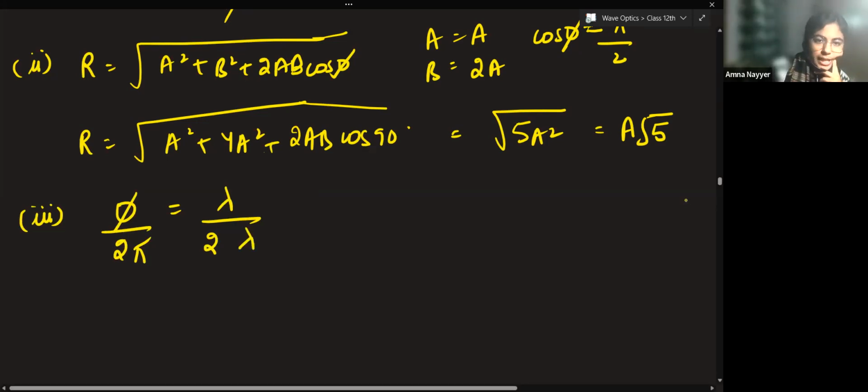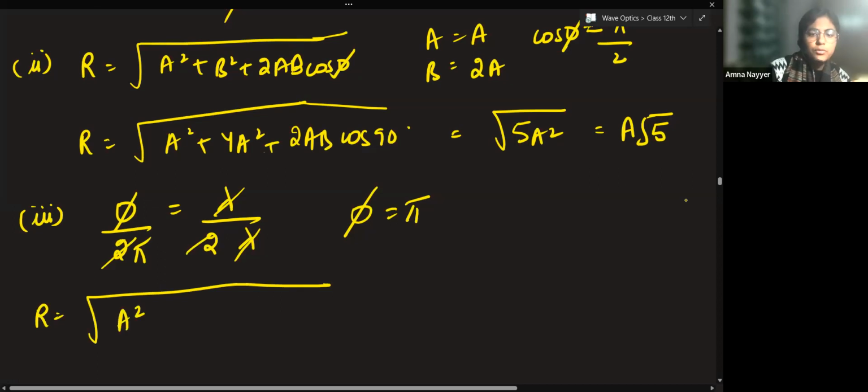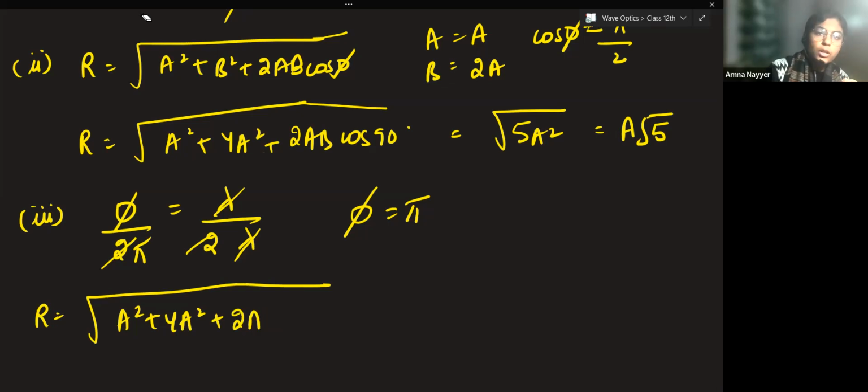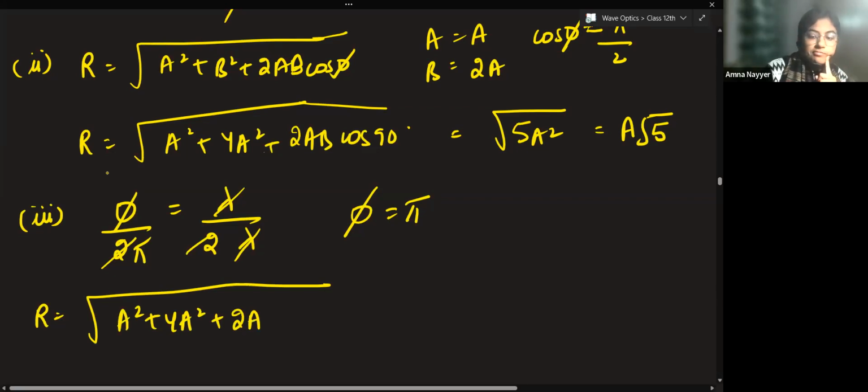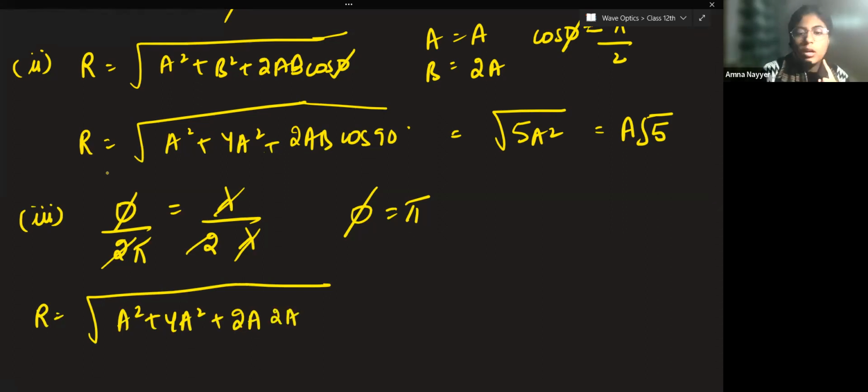So lambda gets cancelled. 2 gets cancelled. Phi you have as pi. So now the question is similar to the previous part. You have A square plus 4A square plus 2A, not B exactly. Instead of B, we have 2A. So A square plus B square plus 2AB. So 2A into B is 2A, and cos 180 degree, that is minus 1.